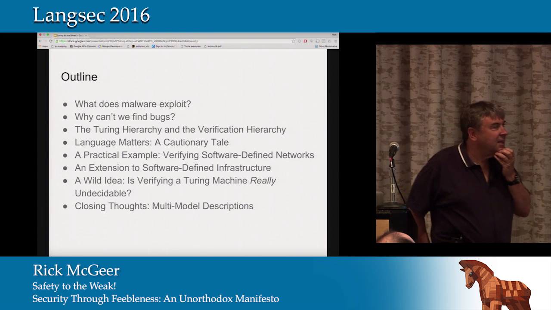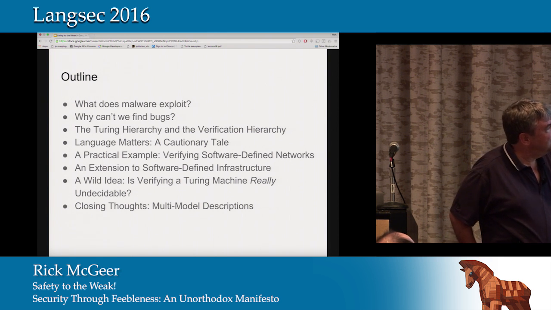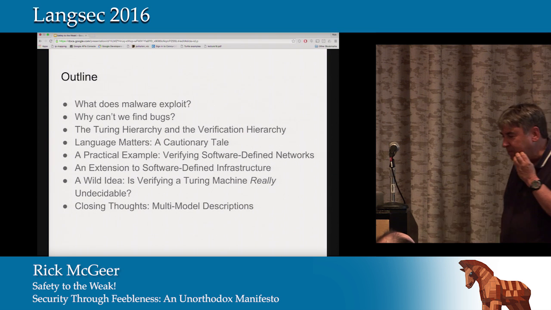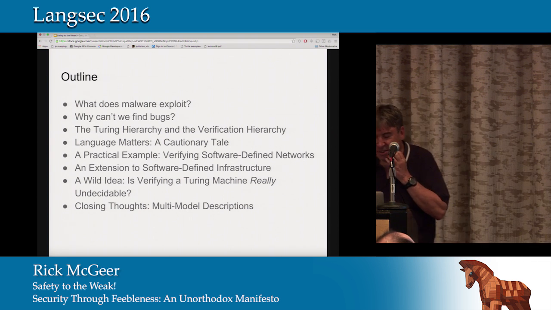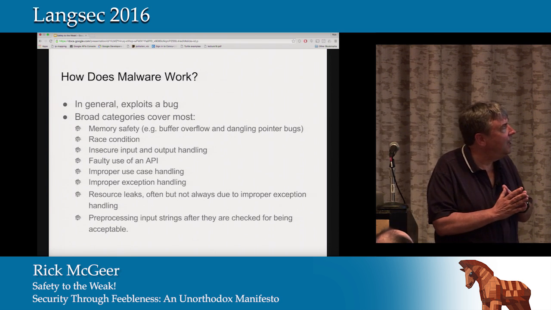And a couple of case studies: one from the early 90s that was a cautionary tale, and one that has been very recent and accidental, which has been much happier: software-defined networking.